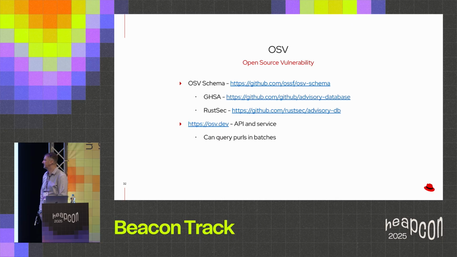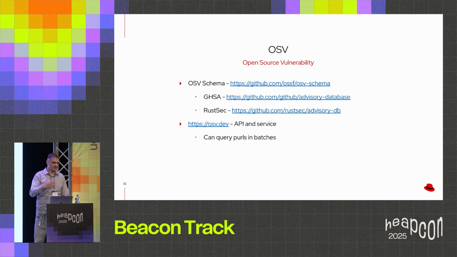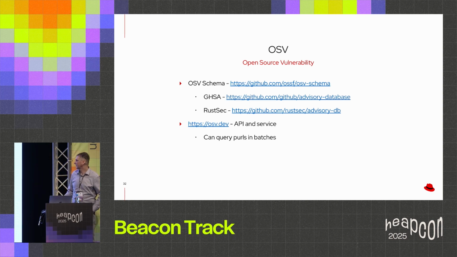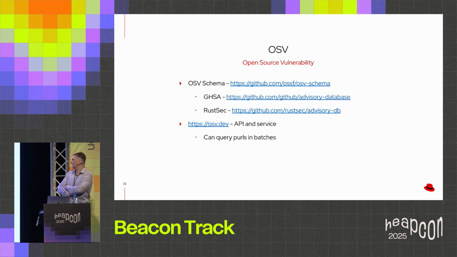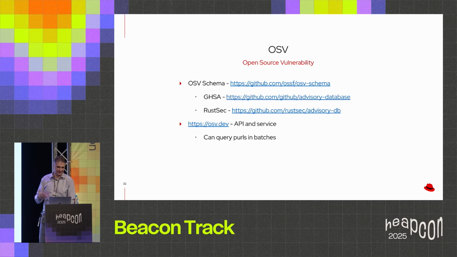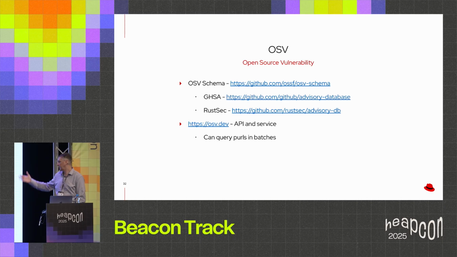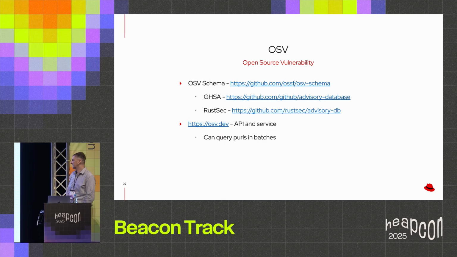So there are two parts of the OSV project. One is the OSV schema. It's, again, all this world is just one JSON schema after another. So it's another JSON schema to help us describe vulnerabilities. And this schema is used today, for example, by the GitHub Security Advisory Database to publish all the things that they found for different CVEs. And for example, RustSec is also using this to publish Rust language related advisories.